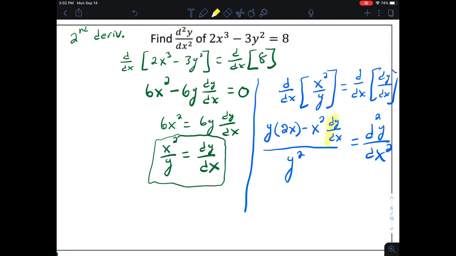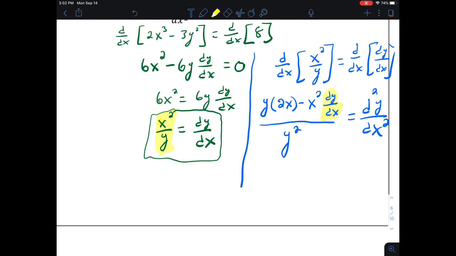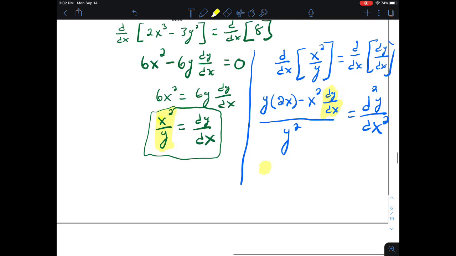Now, notice how we have a bit of an issue here is we have the first derivative notation present in our second derivative. So what you would do in this step is you would substitute in x squared over y for the dy over dx, and you would continue forward. So we'd have 2xy minus, so it would be x squared times x squared over y, so that'd be x to the fourth over y, over y squared is equal to my second derivative.